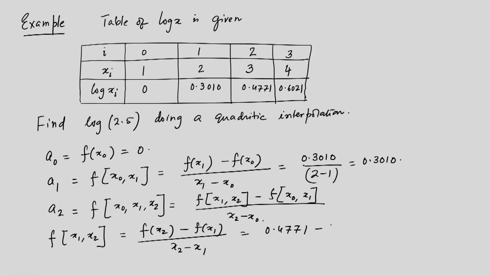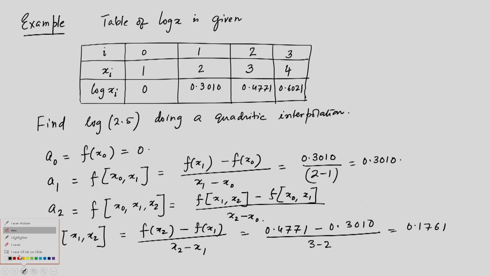which is equal to 0.4771 minus 0.3010 divided by 3 minus 2, which is equal to 0.1761. So that is the value of this one here, which we have calculated here, and this one is the value that we have obtained here. Now we have both the values. Now we can go ahead and calculate A 2.